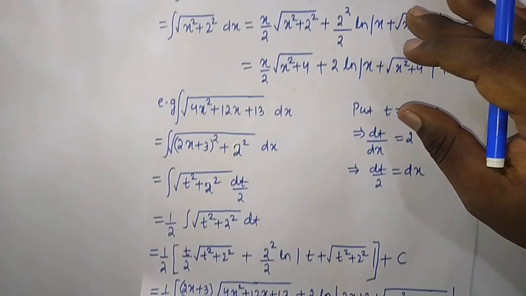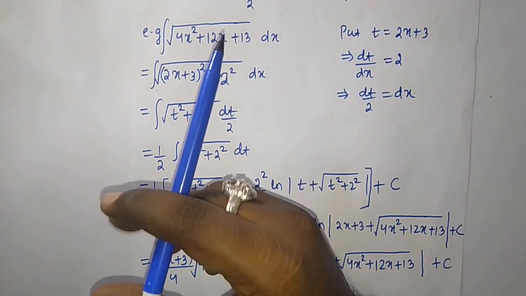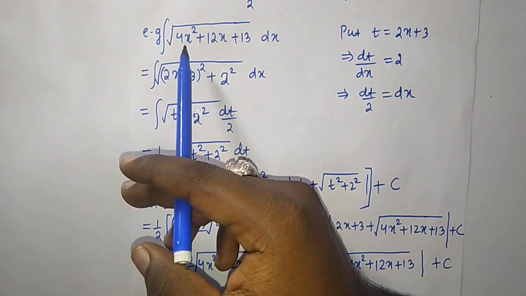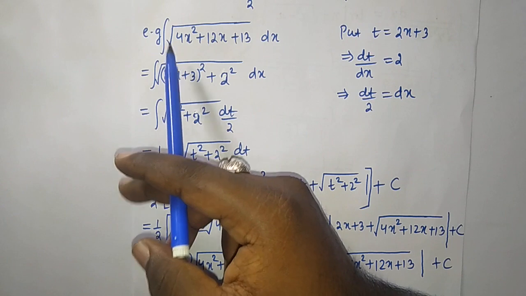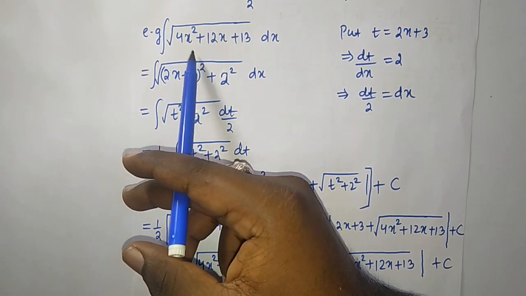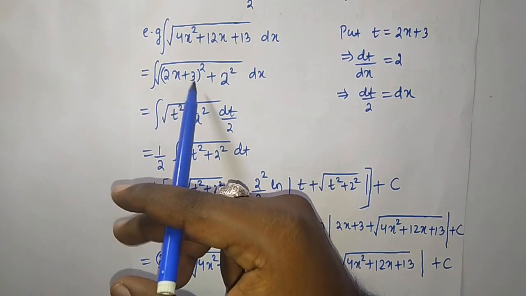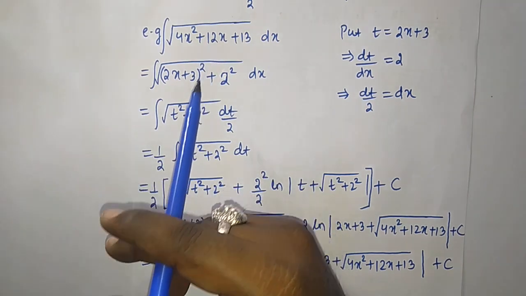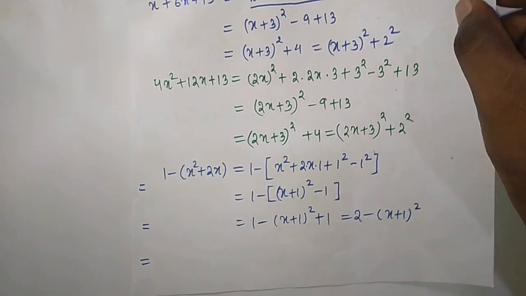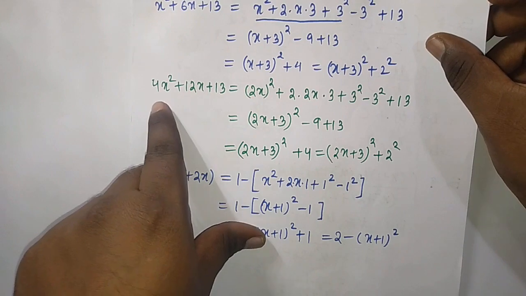Now see here another example I have solved. Sometimes you may get this type of questions. Here it was given 4x root of 4x square plus 12x plus 13, and this 4x square plus 12x plus 13 is equal to 2x plus 3 whole square plus 2 square. Like the previous example, here also I have given you the explanation of how you will get that one.